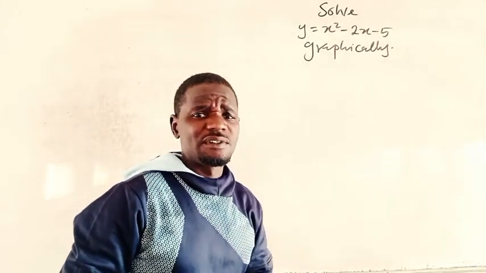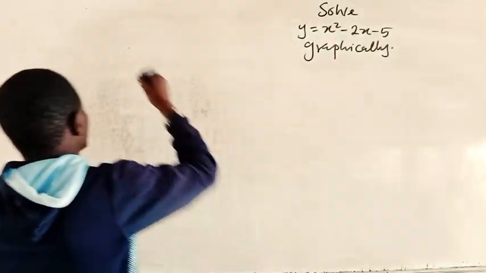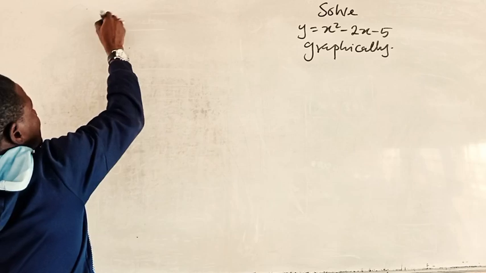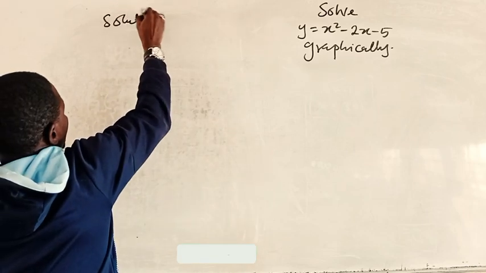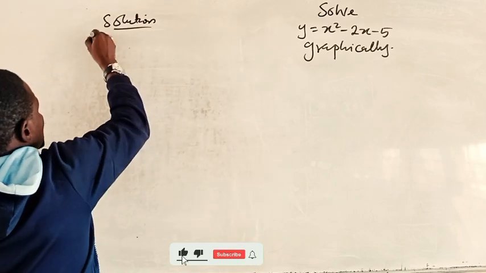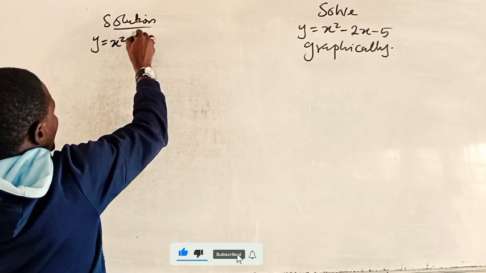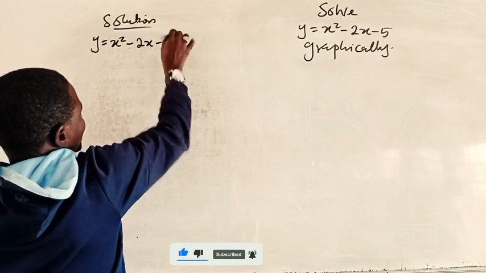Now, to solve this, let me just write the solution from this part. Let's say solution here. Now bring the equation down, which is y equals x squared minus 2x minus 5. It's simple.